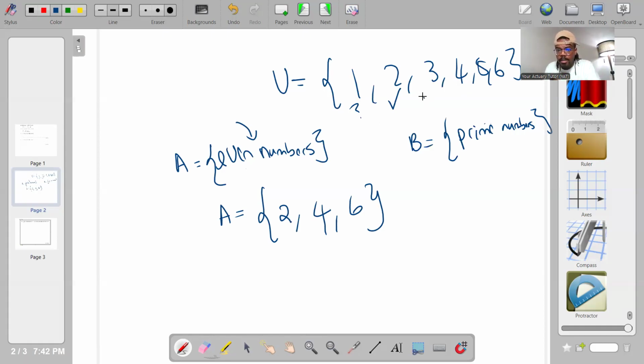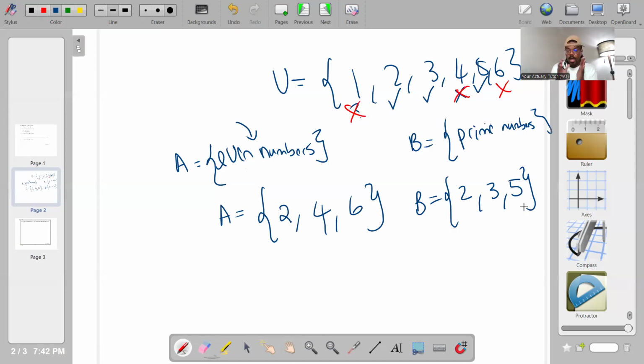Are you prime? Yes. Are you prime? No. In fact, let me use a red. We just say no, no. And then 5, is it prime? Yes, it is. Are you prime, number 6? No. So the prime numbers are these. So B would have 2, 3, and 5. Now, one thing we're going to talk about today is the visualizations. All right.